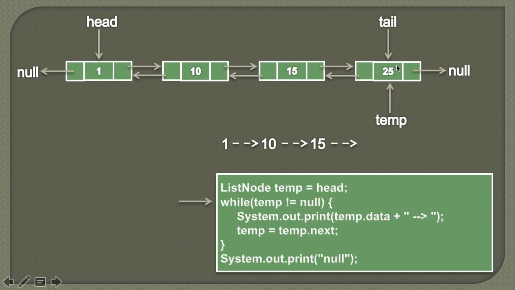Now here temp points to the fourth node and it's not null. Therefore the condition in the while loop comes out to be true. We'll print the data associated with the fourth node, which is 25. And we'll simply assign the value of temp.next to temp. So temp.next points to null, so we'll assign the null value to temp. It will look something like this.